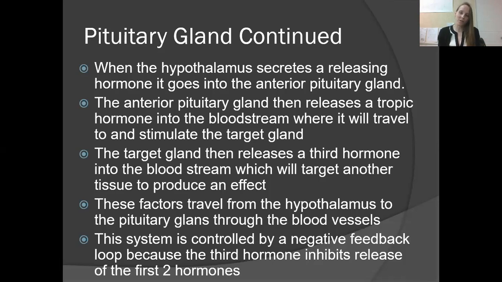These systems are all controlled by a negative feedback loop. So if the final product of this chain of reactions builds up, it will inhibit the release of the releasing hormone, and it will stop this whole process.